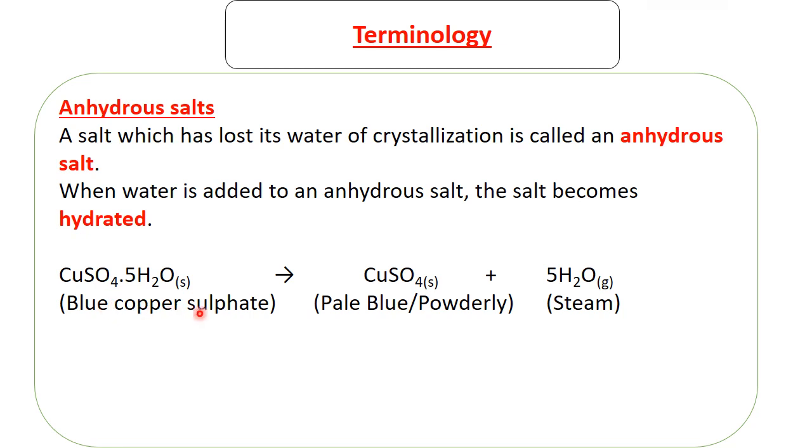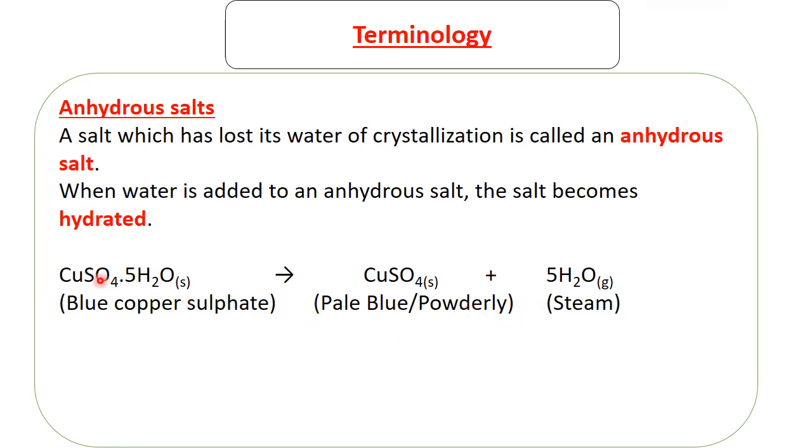So if you look at the states here, initially it was blue copper sulfate. Remember what we said when we were talking about hydrated salt. When they lose water, they can change the color and structure. So copper 2 sulfate 5 water is blue in color, and when it is heated, it loses water, it becomes pale blue and powdery. From being a crystal, it becomes powdery. The powder is because it has lost its shape.